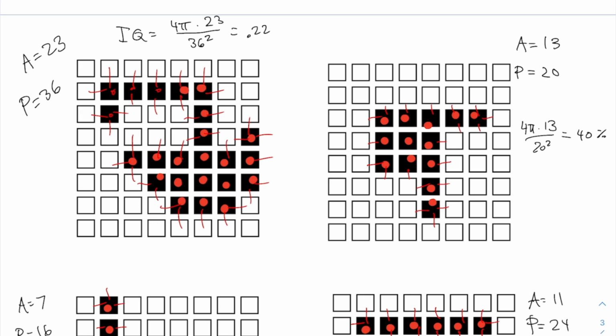And if you plug that into the formula, you get 4 pi times 13 divided by 20 squared, which on my calculator I got 40%. You gotta be a little careful on your calculator when you're typing these in. Make sure you square the denominator before you divide, usually, the order of operations. Yes?